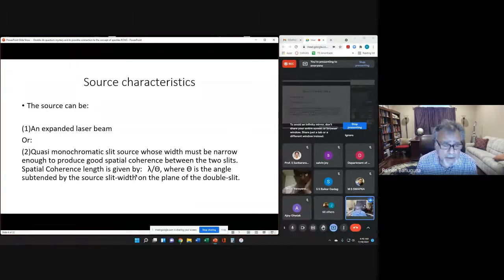And those researchers who have claimed to have done single electron double slit experiments or single photon double slit experiments have made sure that there is enough spatial coherence across the two slits. That means they have made the source slit narrow enough, without realizing that lambda over theta is also the speckle size that you get in the plane of the double slit. The formula for the speckle size is also given by lambda over theta.